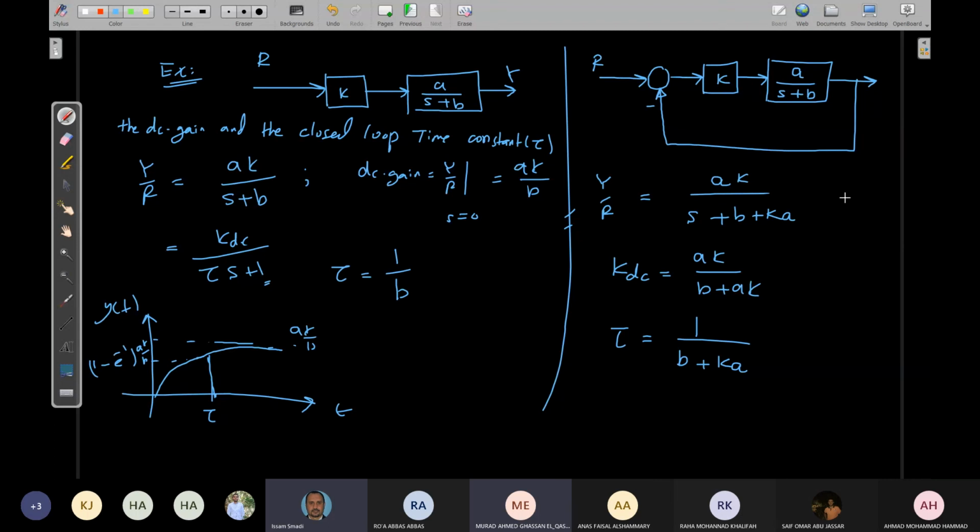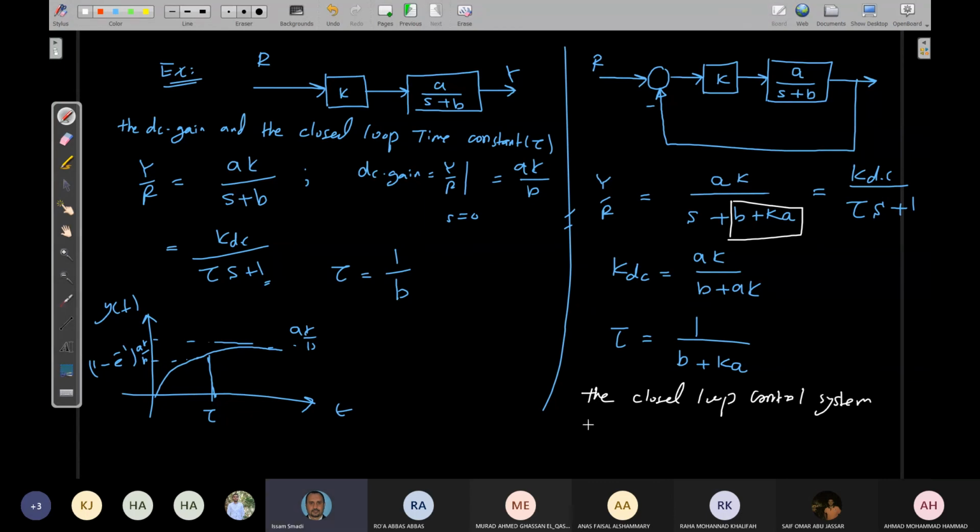Correct? In order to do that, I must rewrite the transfer function into KDC over tau s plus 1. So I should divide by this factor, correct? Yes. Now, can I change the transient response? Yes. So similarly, this means that the feedback control system can shape the transient response, correct? So simply here I can write: the closed loop control system can shape or change the transient response. Yes, it can shape the transient response. Good.